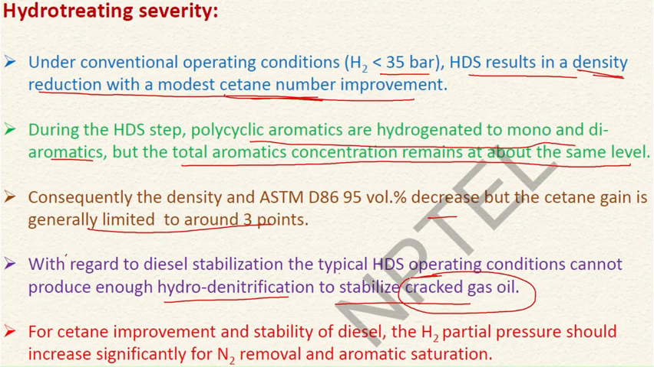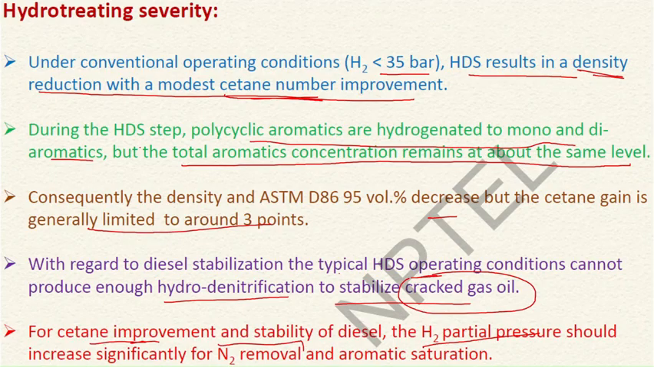Okay, for cetane improvement and stability of diesel, the hydrogen partial pressure should increase significantly for nitrogen removal and aromatic saturation. It means for better cetane improvement and better stability of diesel, only sulfur removal is not enough. Nitrogen removal is also very important, and aromatic saturation is important. As we know, for a better cetane number, the presence of n-paraffins in the diesel is required. So at lesser hydrotreating severity, only sulfur removal, HDS, took place.